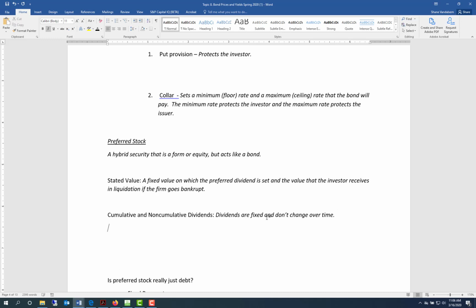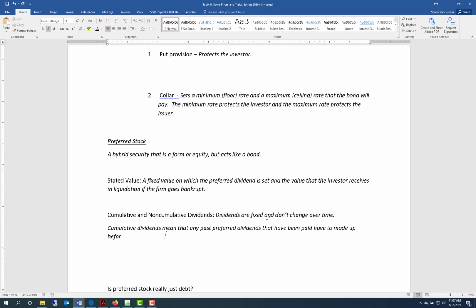Cumulative dividends mean that any past preferred dividends that have not been paid have to be made up before common stockholders receive a dividend. So this protects the preferred stockholder.